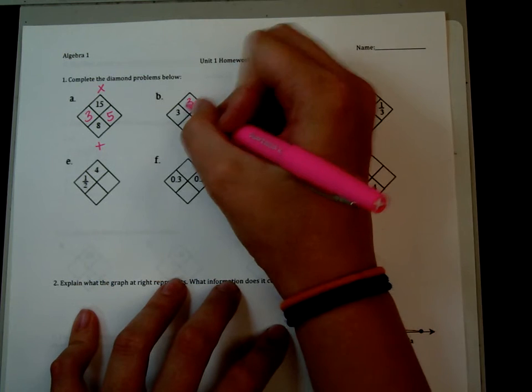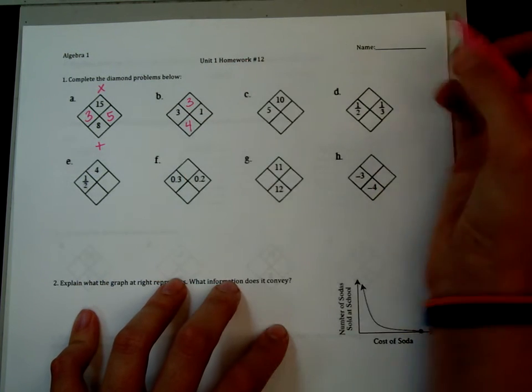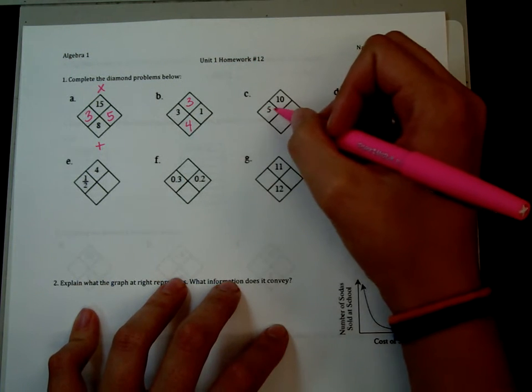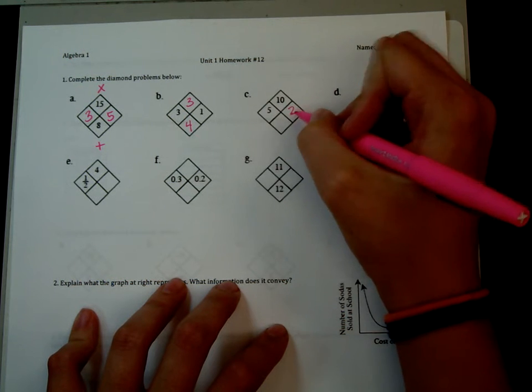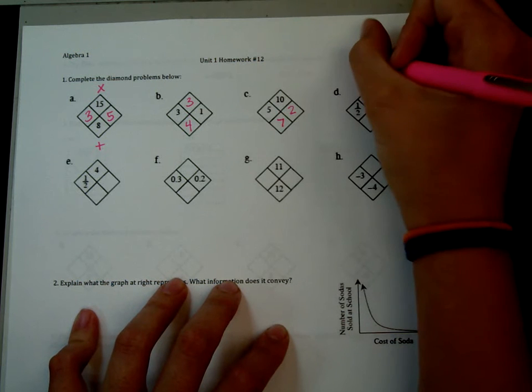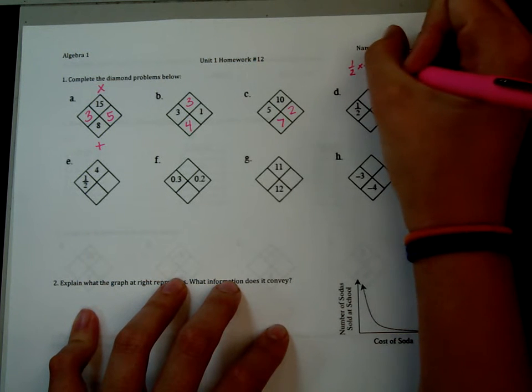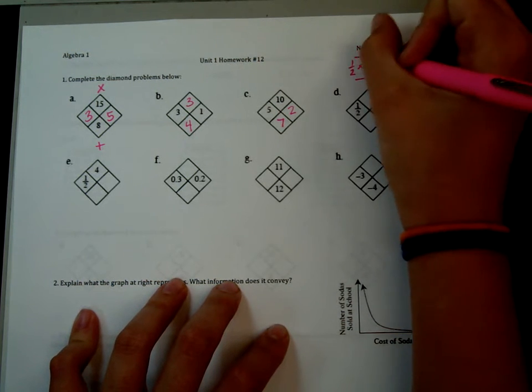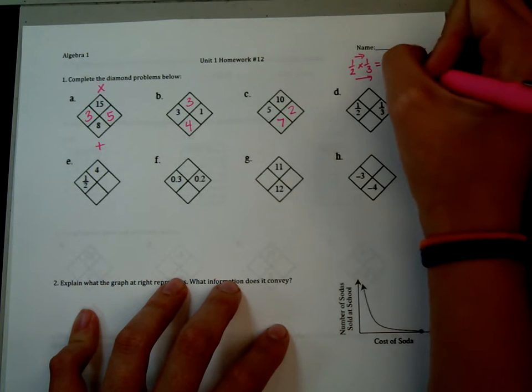3 times 1 is 3. 3 plus 1 is 4. So a number that multiplies with 5 to make 10 is 2. 5 plus 2 is 7. 1/2 times 1/3. To multiply fractions, we multiply across, so we get 1/6.